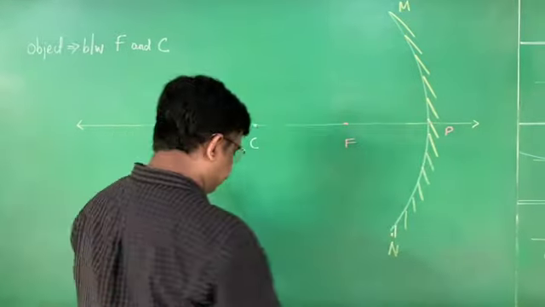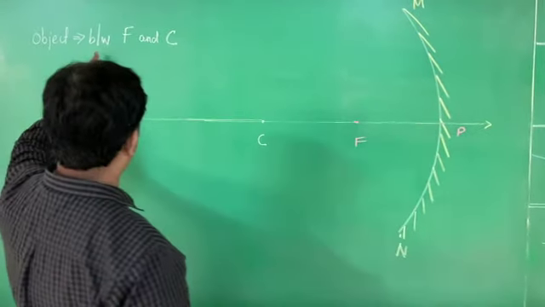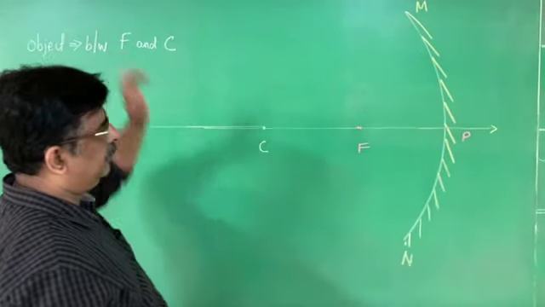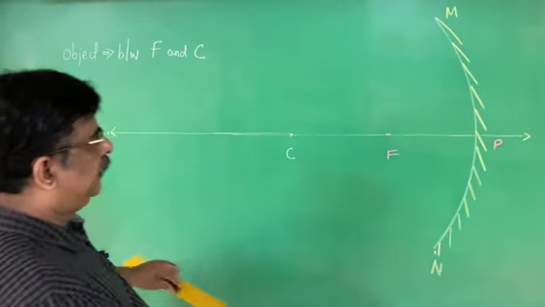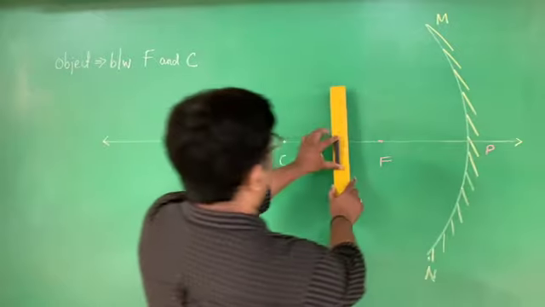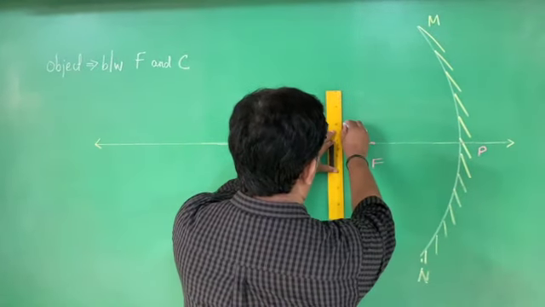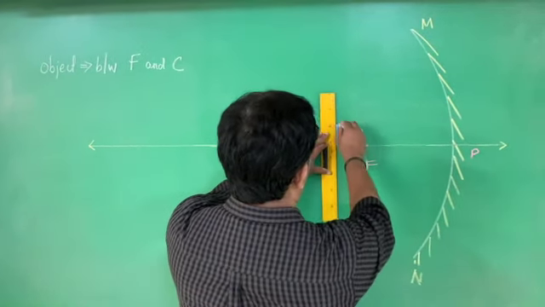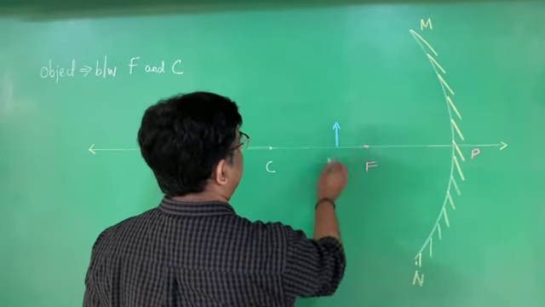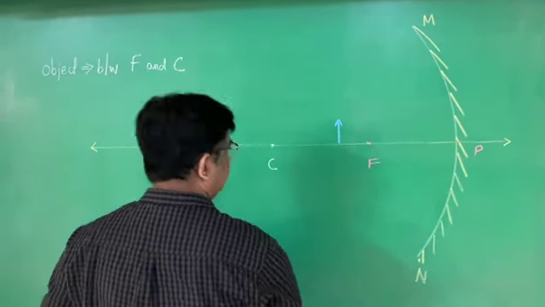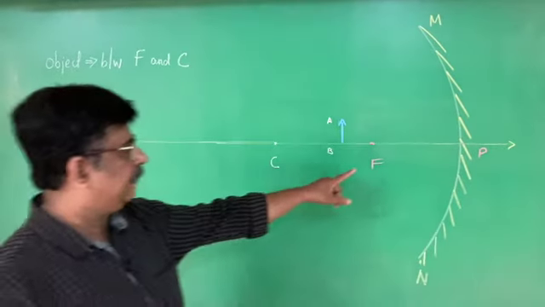Now the question is, when the object is placed between F and C. Now I keep the object between F and C, somewhere here. It is an object, and I name the object AB. The object is placed between F and C.